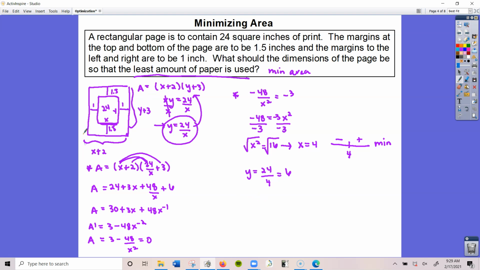So the dimensions of the page, remember, x plus 2 would be 4 plus 2, so 6. And then y plus 3, which is 6 plus 3, is 9. So the dimensions of my page are 6 inches by 9 inches.